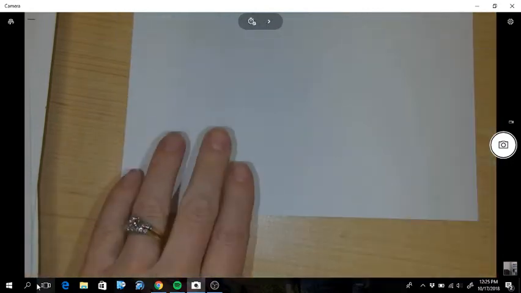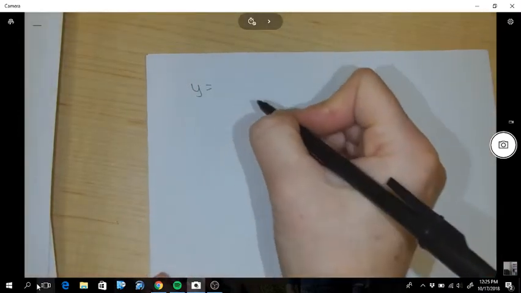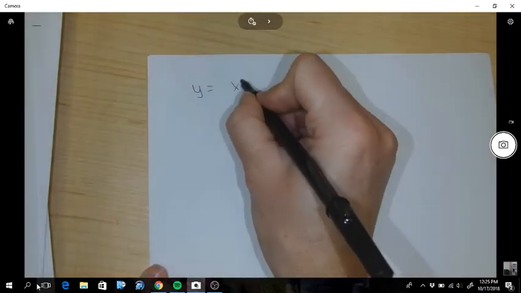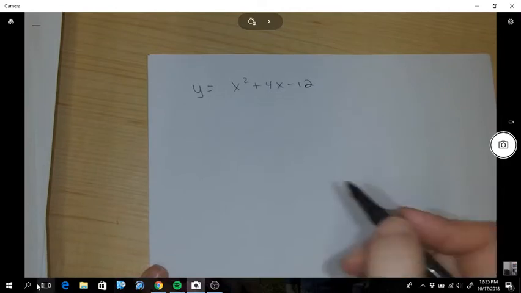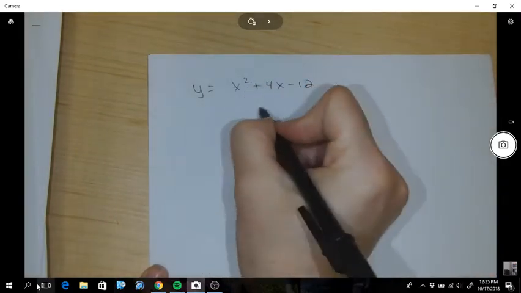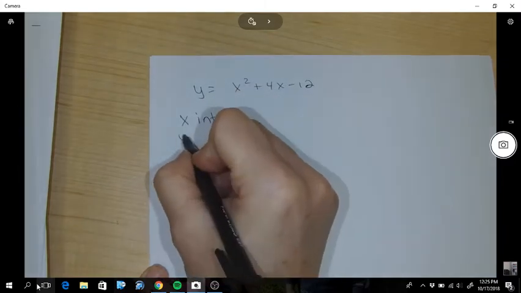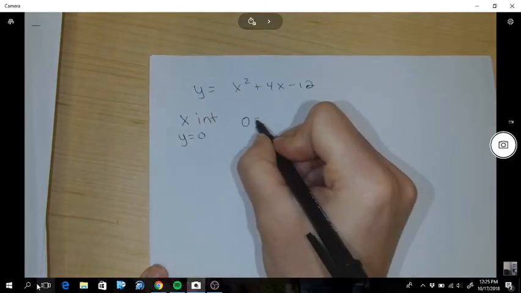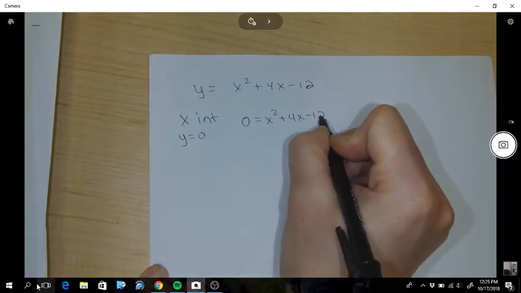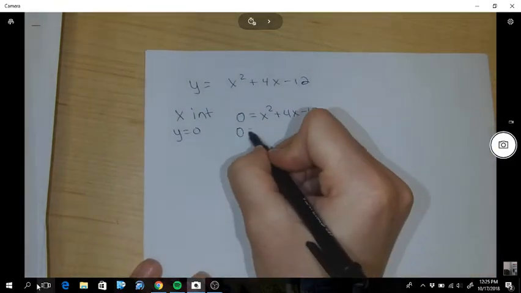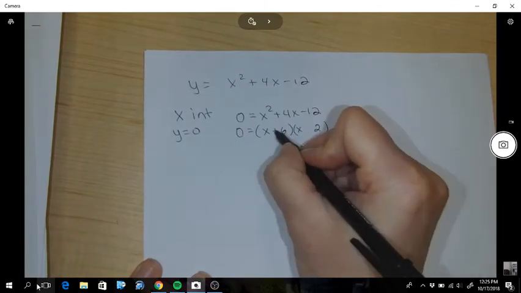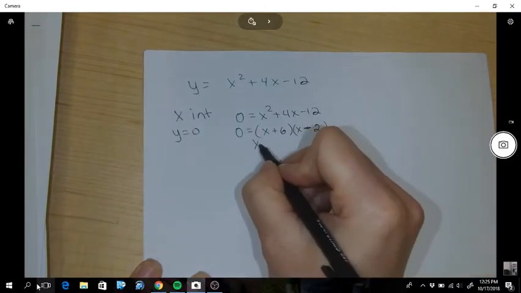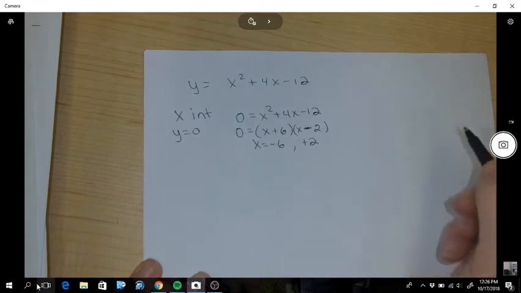Okay, let's look at another example. Y equals x squared plus 4x minus 12. Okay, so let's get the x-intercepts and y-intercepts. So x-intercept is where y is 0. So 0 equals, which means I have to factor. So I want to use a 6 and a 2. So x equals negative 6 and a positive 2.